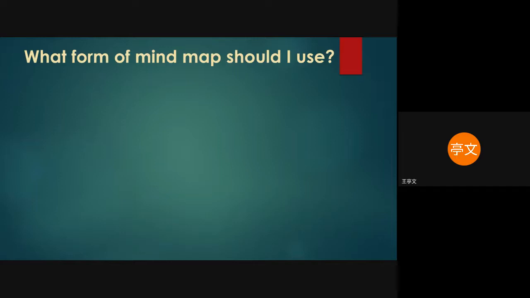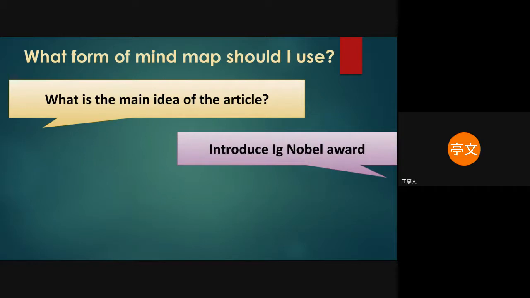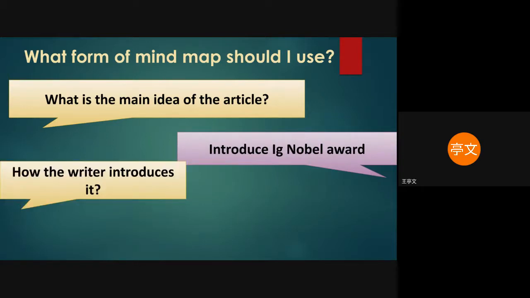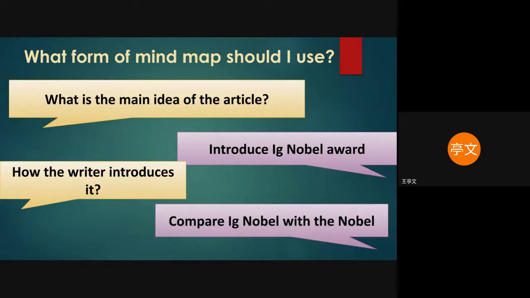Okay, so before that, perhaps you should ask yourself questions. What form of mind map should I use? 在去探讨这个问题之前呢，你要问自己几个问题。第一个问题，What is the main idea of the article? 请问这个文章大意是什么？我们刚刚都回答过，It's about the Ig Nobel Prize, right? To introduce the Ig Nobel Award. 接下来还记得我刚刚讲的吗？就是作者的意图是什么？So how the writer introduces it. 他要怎么去介绍它？作者的目的怎么去介绍它呢？作者的手法 To compare the Ig Nobel with the Nobel Prize.